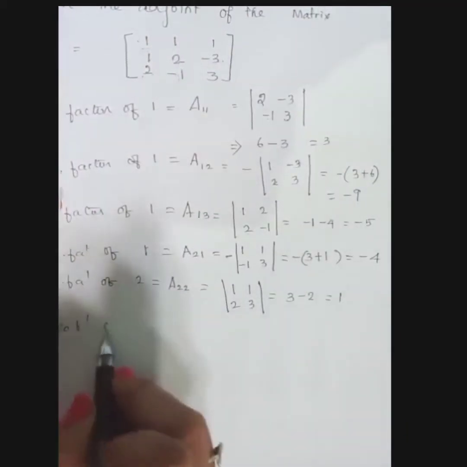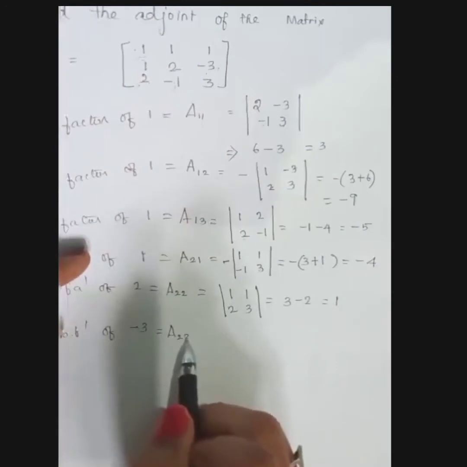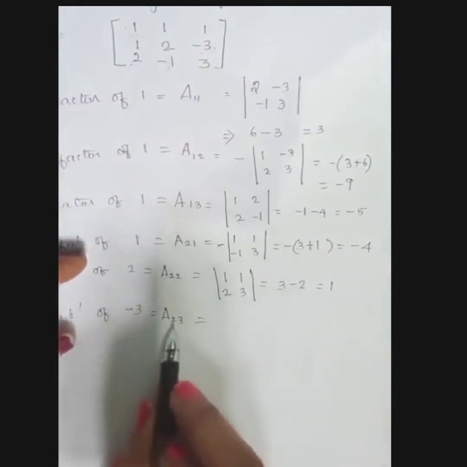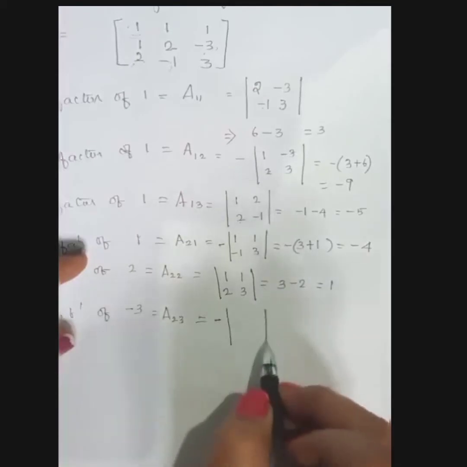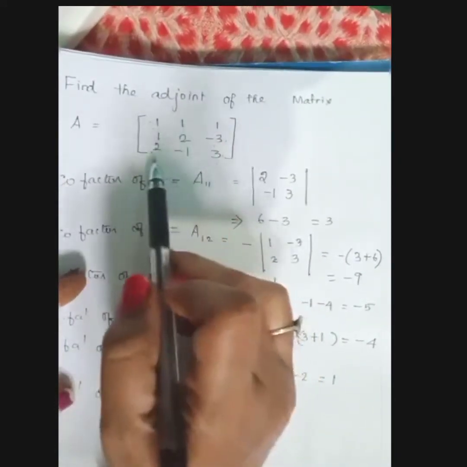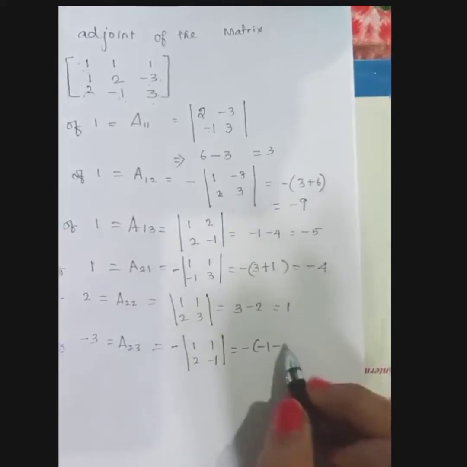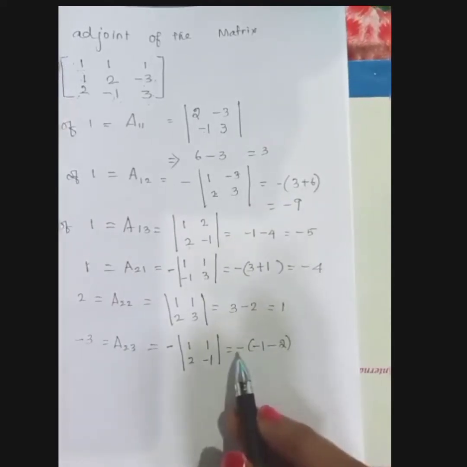Similarly, the cofactor of minus 3, that is the second row third column element, which is minus 3, is denoted by A23, whose sum is 5, so minus of, leaving this row and this column, we have 1, 1, 2, minus 1, which is minus of the product of these two is minus 1, minus the product of these two elements is 2. So minus 3 with the minus sign is going to be plus 3.